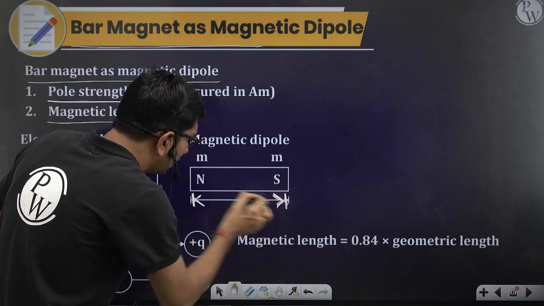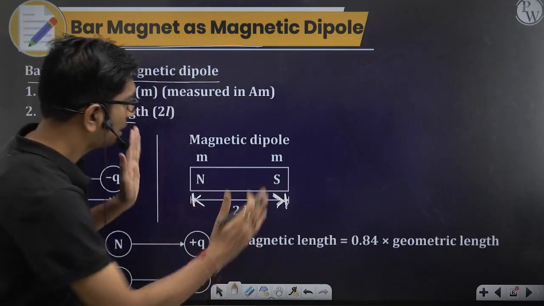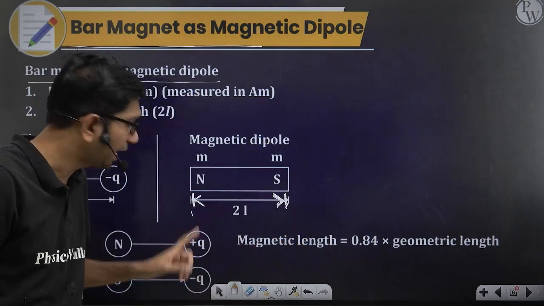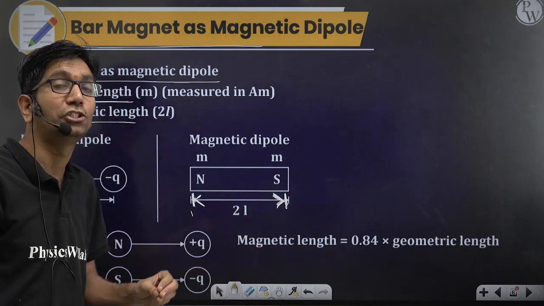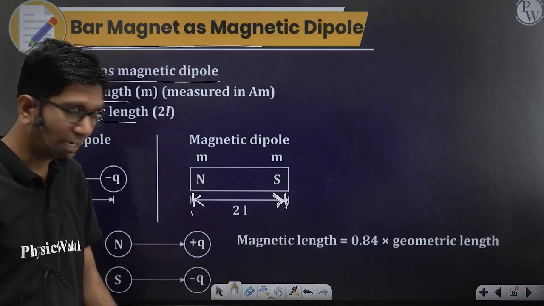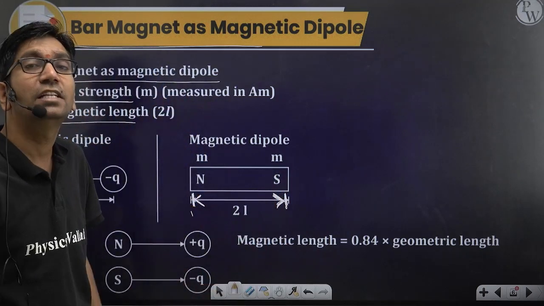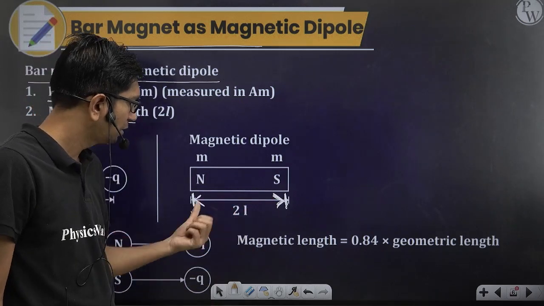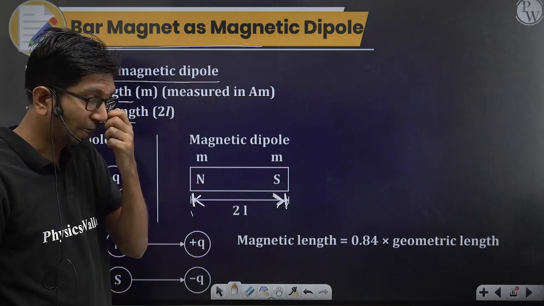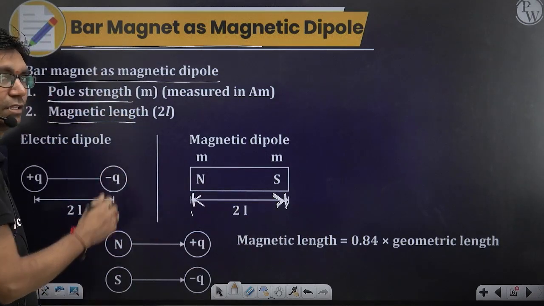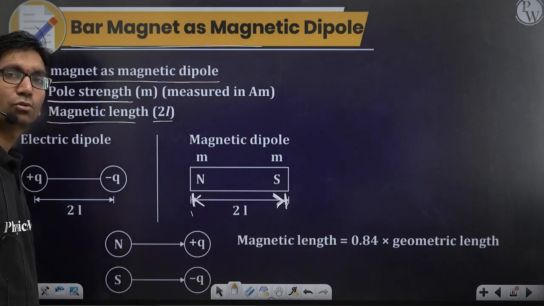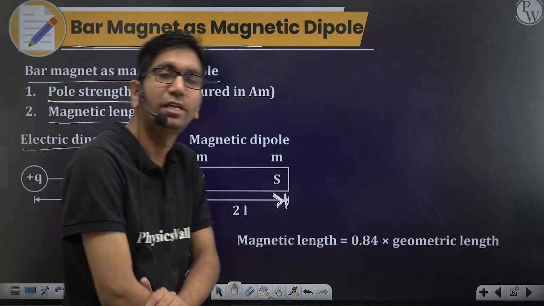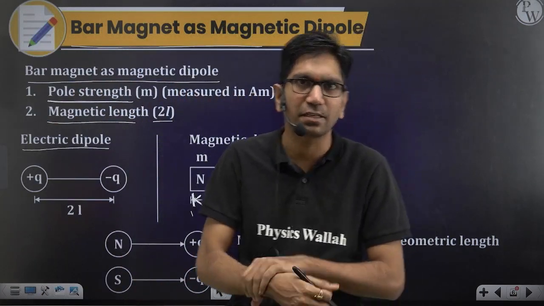Not till the edges. If you calculate from edge to edge, that is called the geometrical length, but the magnetic length will be somewhat inside, beta. The length between the north pole and the south pole of a magnet is called magnetic length. So the length is 2L, beta. Is it clear now? Regarding the dipole, we have discussed it in electric charges and fields, right?